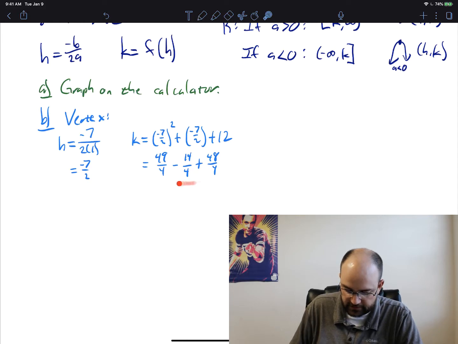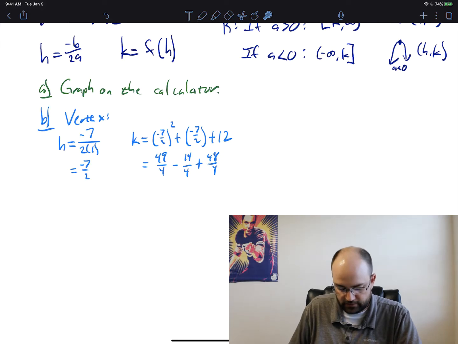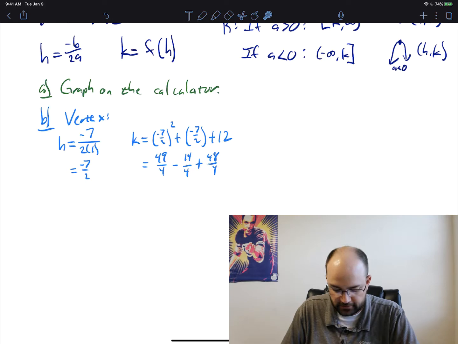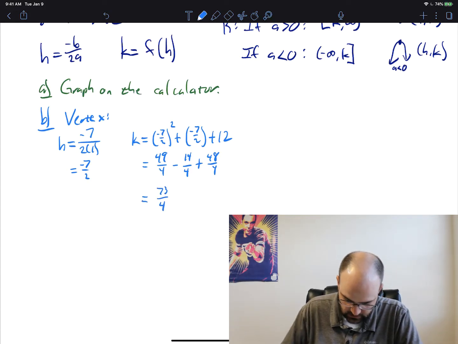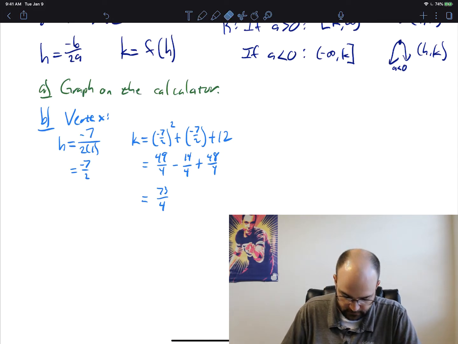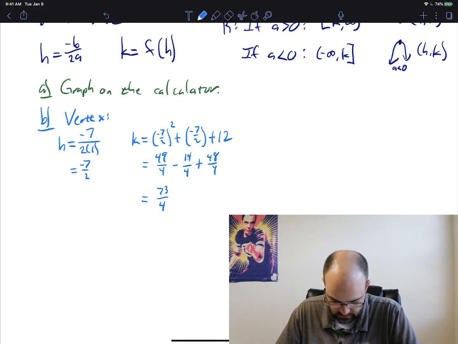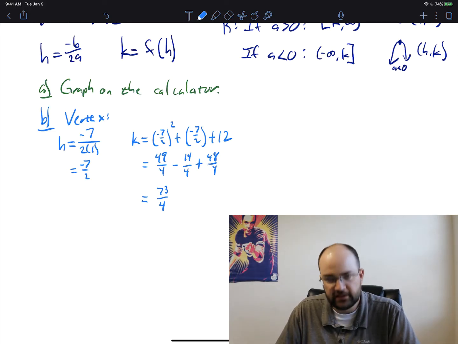The reason I'm making all of these over 4 is because 7 squared is 49, 2 squared is 4. And so the LCD between all these should be 4. So I'm going to go ahead and make that happen immediately. So 49 minus 14 is 35. 35 plus 48 is 73. So that should give you 73 over 4. That can't be simplified.